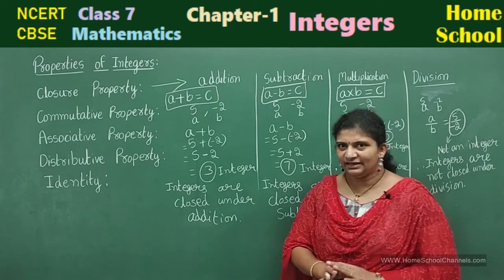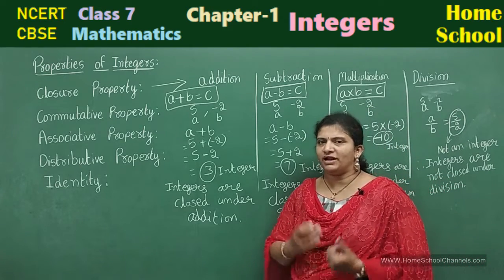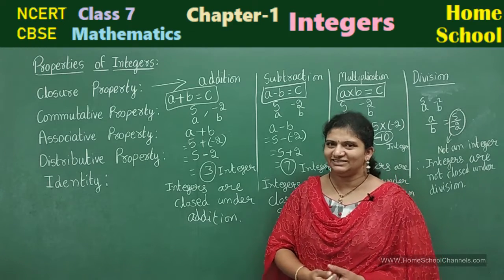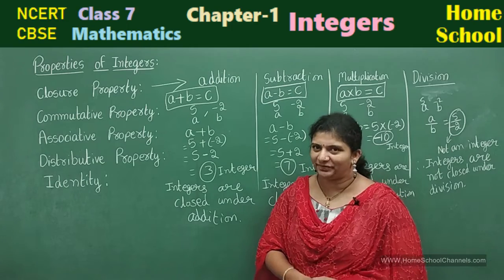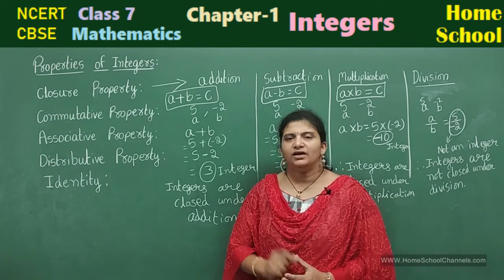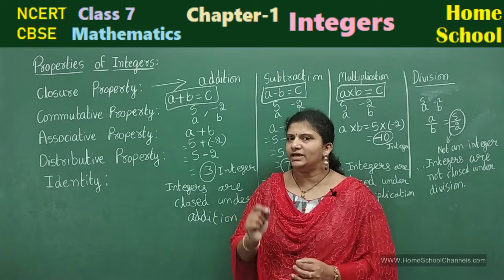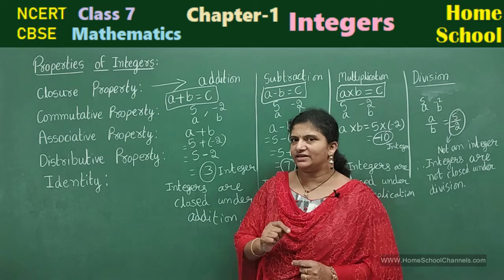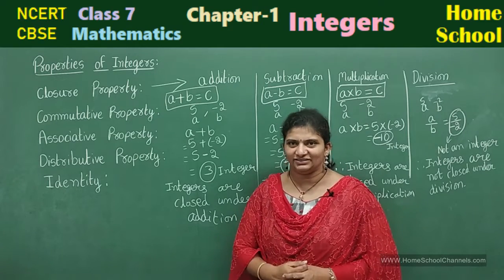Okay, is this clear? Sum or subtraction or multiplication, if you do any two integers, the result is also an integer. This is your closure property. I have done by taking only one example, right? And in your textbook, you have many sub-questions in that. You can try remaining problems and check whether it is an integer or not an integer.